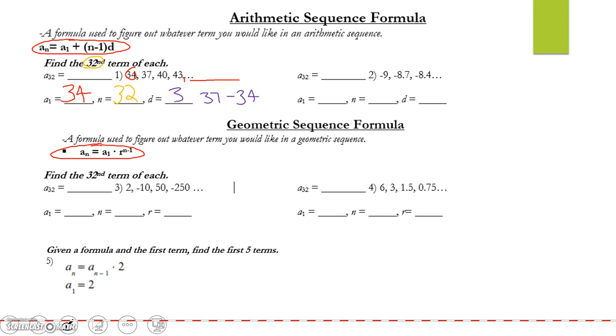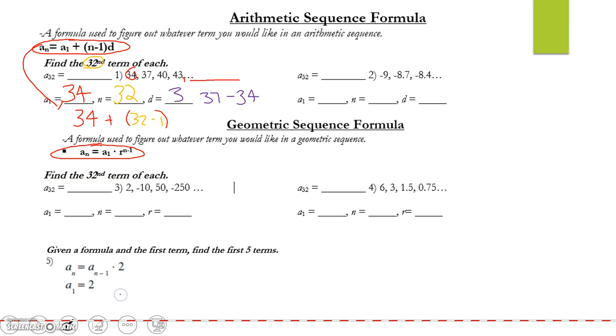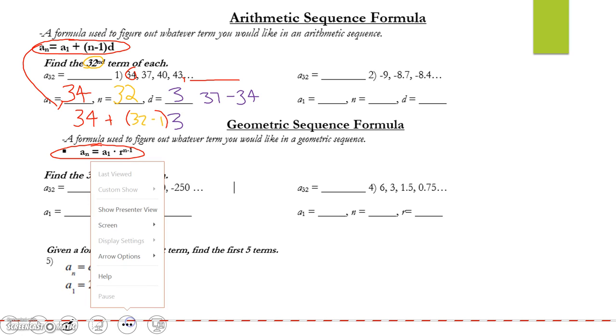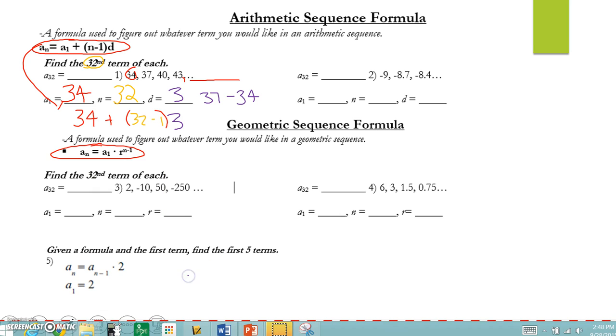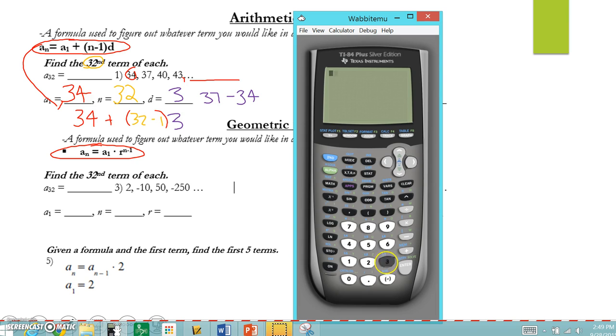Now that I know all parts of this, I'm going to fill it into that formula right here. So you don't need the first part, you just need what's after the equal sign. So A sub 1 comes first, and then plus, and then in parentheses it's n minus 1. So n is 32. Minus 1, and then the common difference comes after that. All right, and then all you do is you plug it into your calculator. Just how it's written.